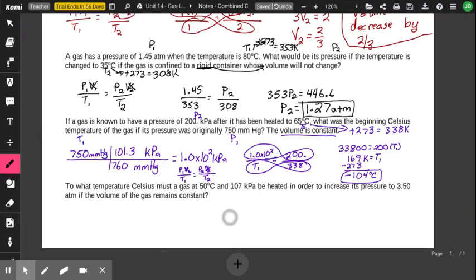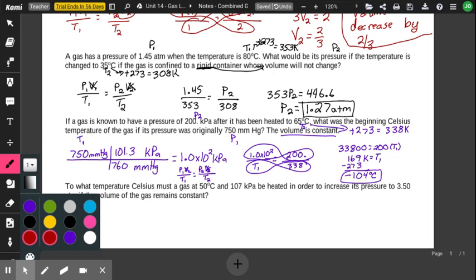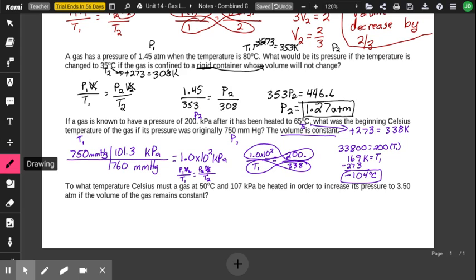Very last problem here on the combined gas laws. Let's take a look at it. It says, to what temperature in Celsius must a gas at 50 degrees Celsius, so this is my temperature, I'm going to need to convert, and 107 kPa, that's a pressure, be heated in order to increase its pressure to 3.50 atmospheres, if the volume remains constant.